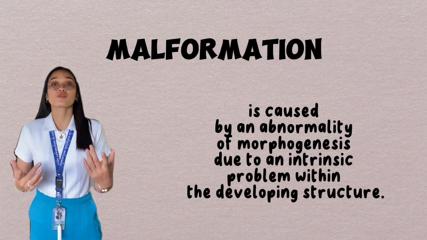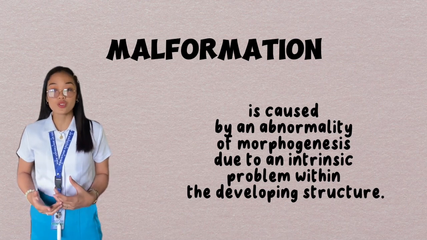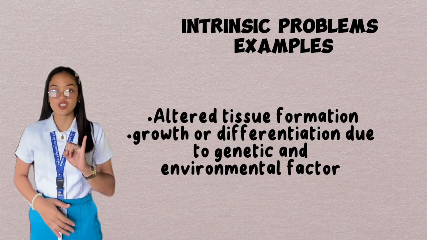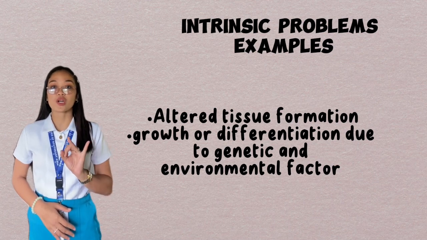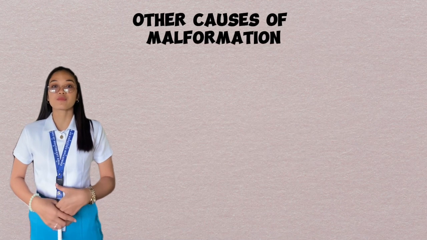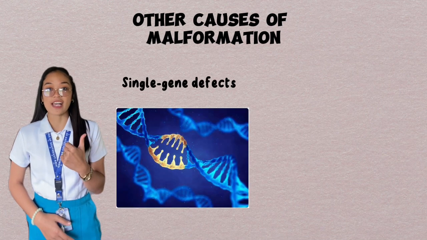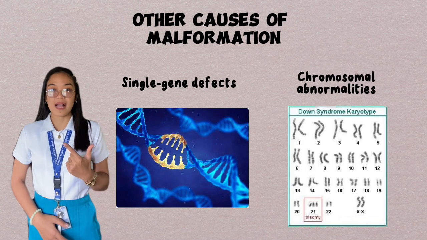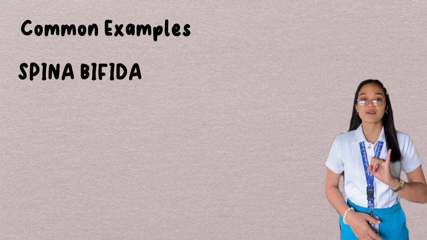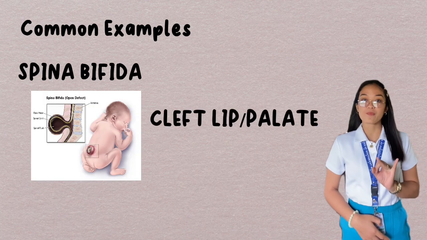The first one is the malformation. Malformation is caused by an abnormality of morphogenesis due to an intrinsic problem within the developing structure. Examples of the intrinsic problems are altered tissue formation and growth or differentiation due to genetic and environmental factors. Other causes of malformation are single gene defects and chromosomal abnormalities. Common examples of these abnormalities are spina bifida and cleft lip or palate.